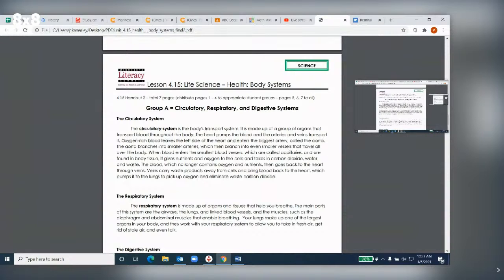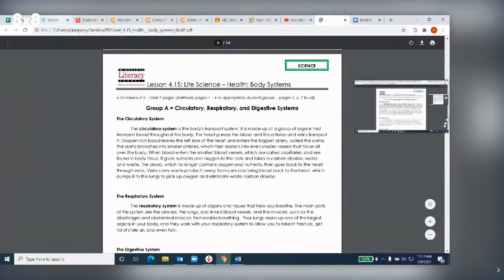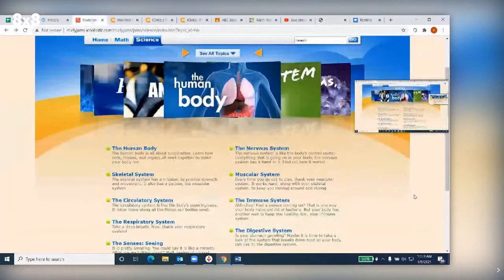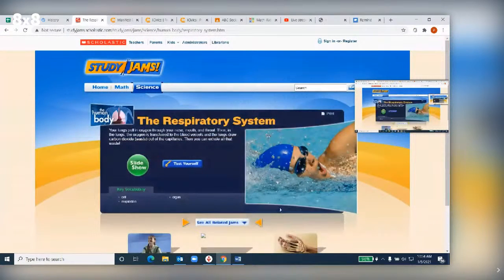Your lungs make up one of the greatest organs in your body, and they work with your respiratory system to allow you to take in fresh air, get rid of stale air, and even talk. Okay, so now I want to show you, I think this one is just a PowerPoint, but it's going to show you how the respiratory system works.